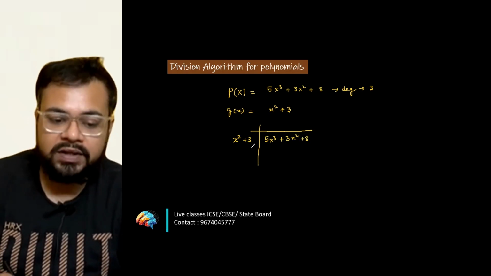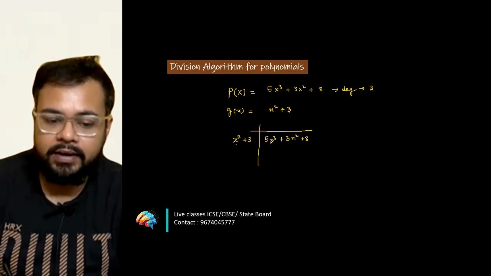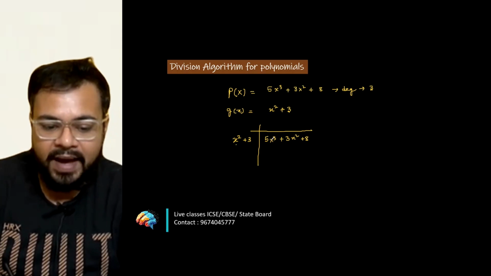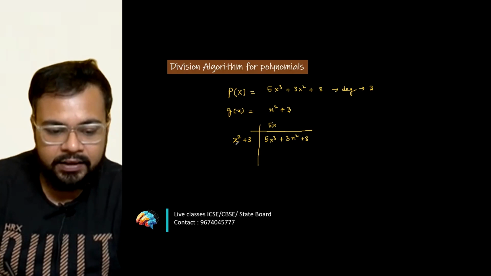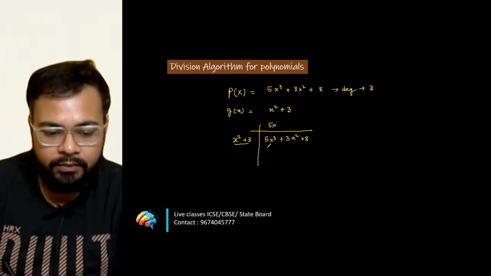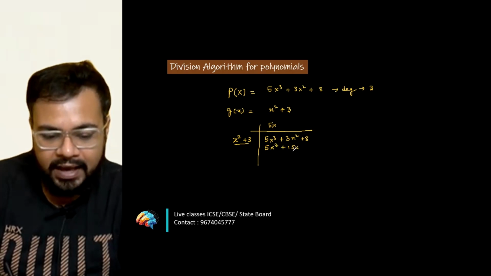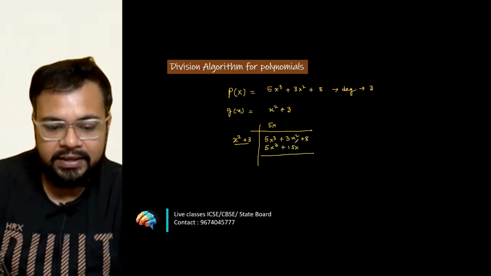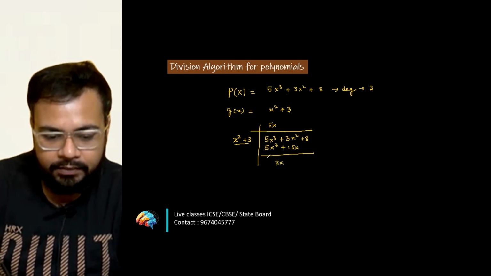To do the long division, we know we have to match the leading term. Here the leading term is x square. Here the leading term is 5x cube. So to match the leading term, we can multiply this divisor with 5x. So multiplying the whole thing with 5x, we'll be getting 5x cube plus 15x. And we see that there are no x terms present here. So that 3x square will be coming down as we subtract. Minus 15x will be there. And plus 8 will come.